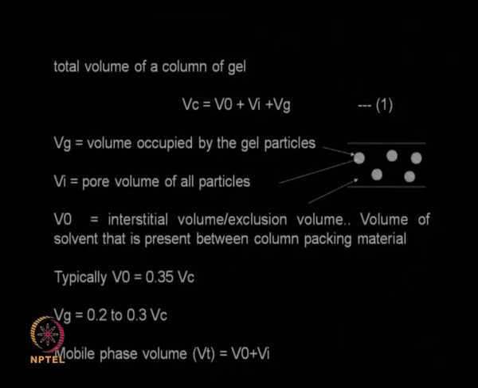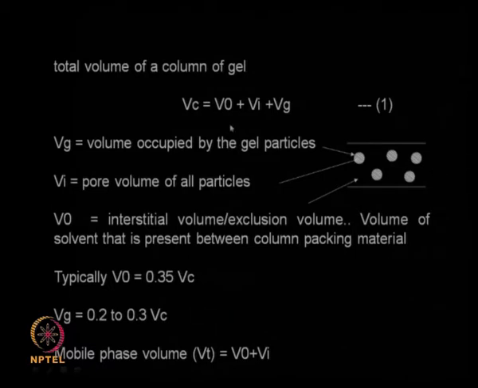or exclusion volume. So there are three terms here: the volume occupied by the interstices between these beads, the pores present in the beads, and the volume occupied by the gel particles. So all these three make up the total volume of a column of a gel.